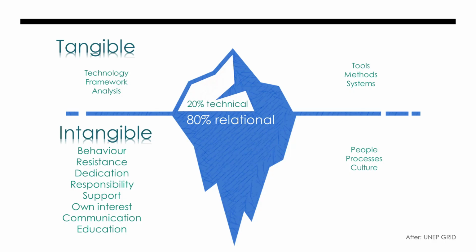Procurement often focuses on the visible tip: technical specs, certifications, deployment timelines. But real sovereignty requires diving deeper. It means investing in people, processes and culture, not just systems. Open source thrives when the whole iceberg is addressed, because it's not just about what we build, it's about how we build it together.